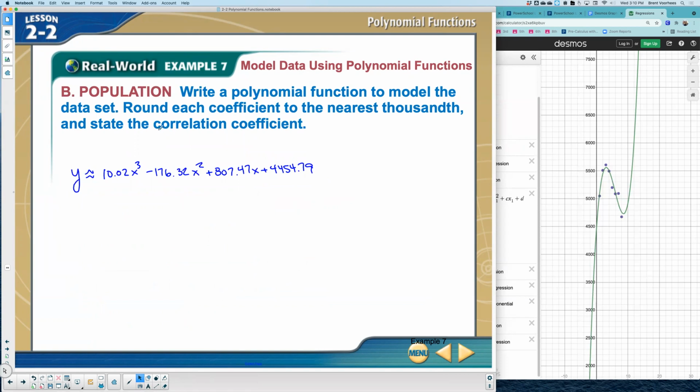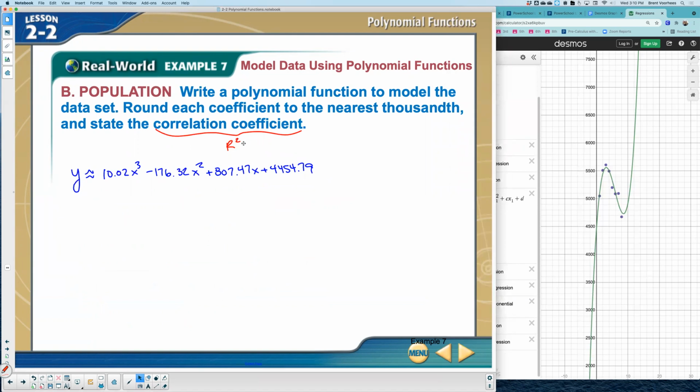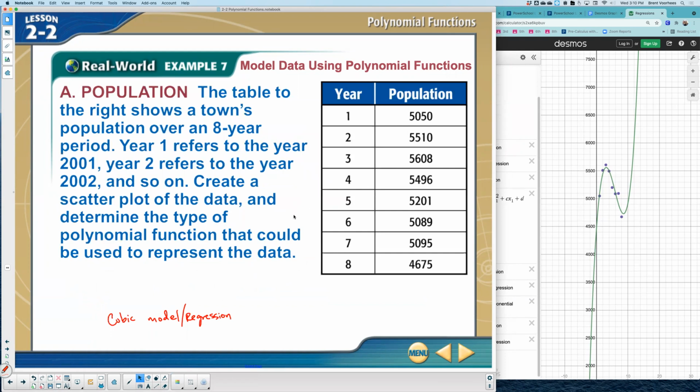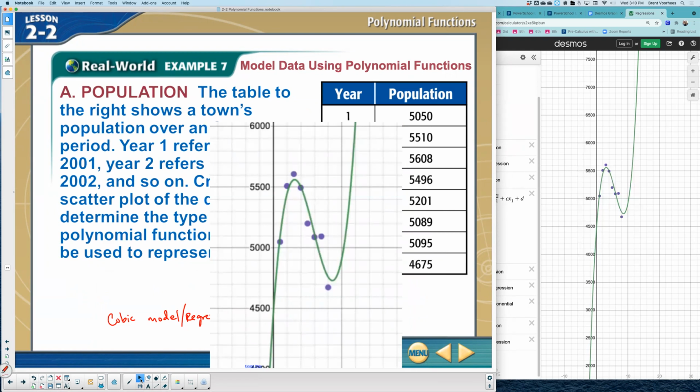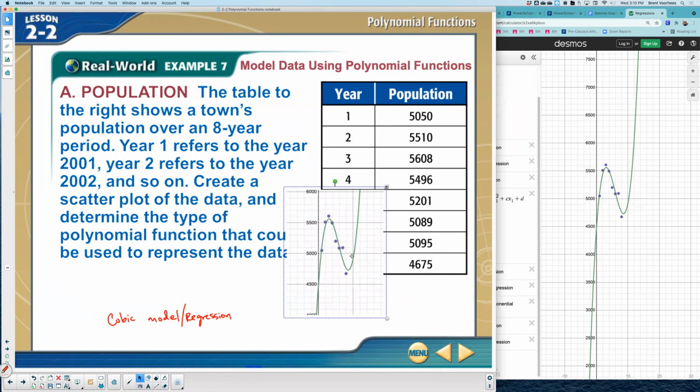That's the R squared. This right here is the R squared value, which on our table over here was 0.8932. That's what that value is. And we said that was a cubic model. Over here, I'll take a picture of this real quickly and throw that in on part A so you can see that later. If you go back to the notes, you can see what I did there.